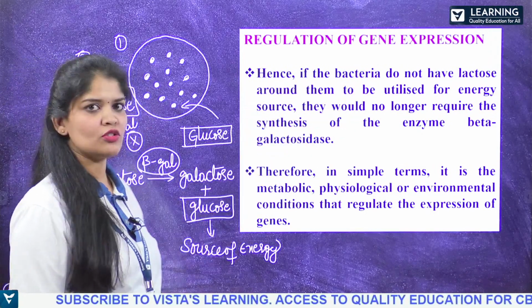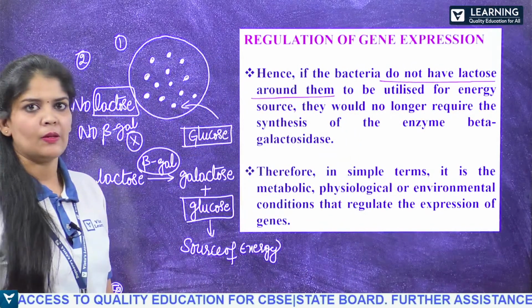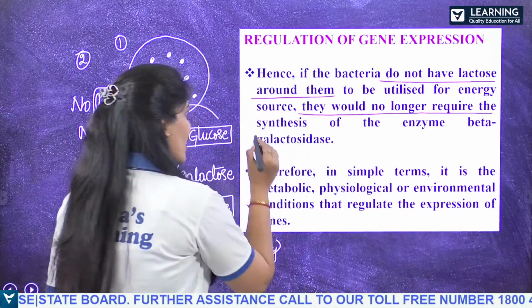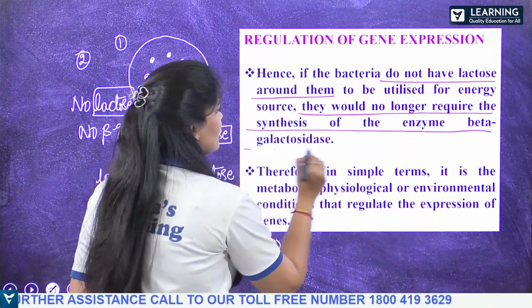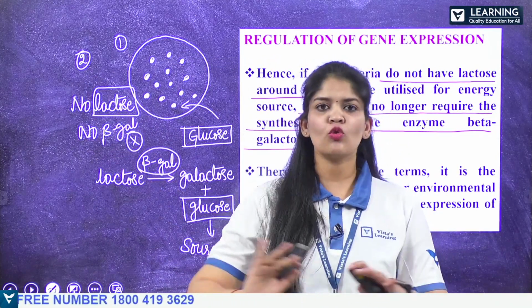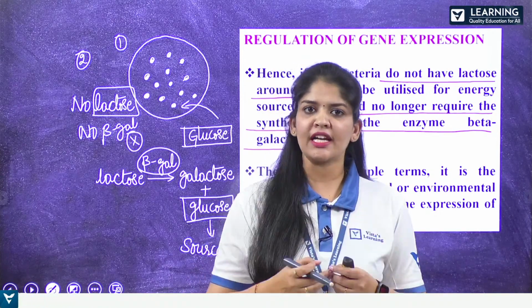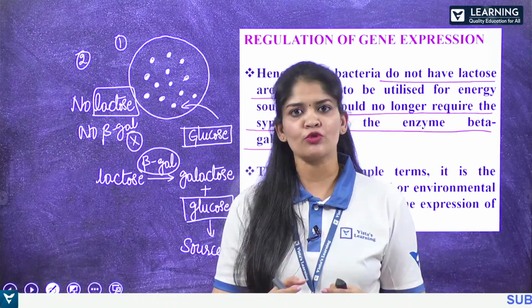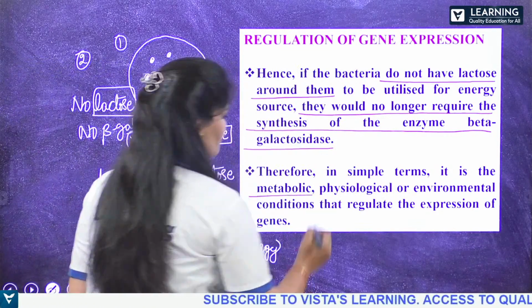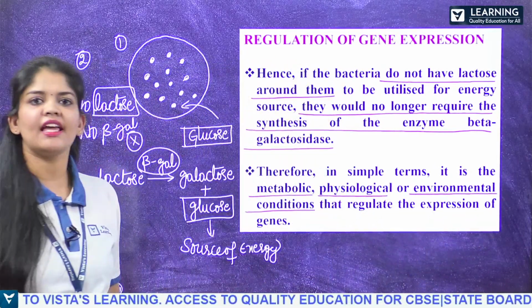do not have lactose, there is no lactose available around the bacteria to be utilized as a source of energy. They would no longer require the synthesis of the enzyme beta galactosidase. That is what we discussed in the second example, where there is no lactose available in the medium. If there is no lactose available, there is no need for the beta galactosidase to be produced, to be expressed by the genes. Therefore, in simple terms, we can say that metabolic, physiological and environmental conditions regulate the expression of the genes.